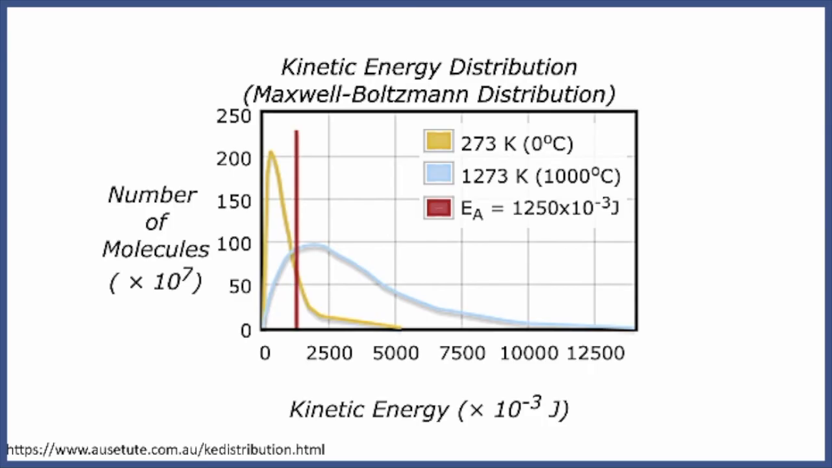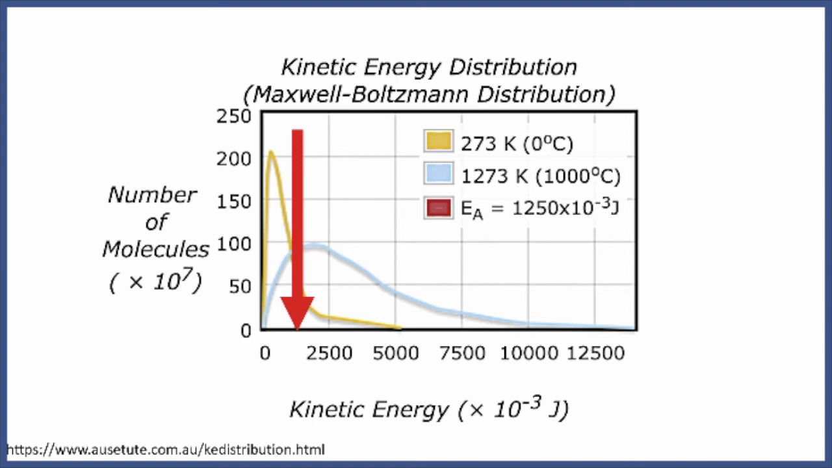Note that at higher temperatures, where the average kinetic energy of the particles is higher, and remember that's what temperature is related to, the average kinetic energy, a greater fraction of the molecules has sufficient energy to overcome the activation energy barrier, and this is going to lead to a faster rate.